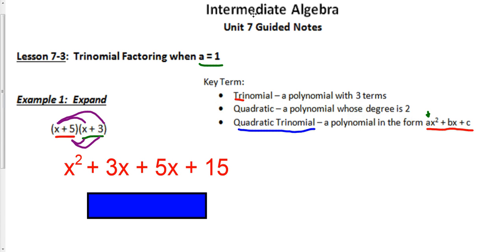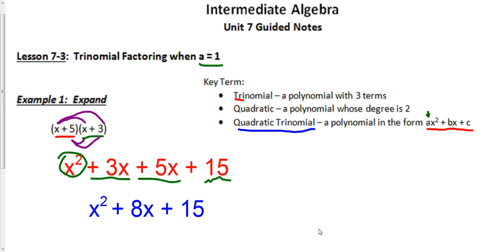We multiply each piece. Now we need to look at that and say, all right, where can we combine any like terms? Here we have positive 3x and positive 5x. So we can combine those. This one is a constant. It won't combine with anything. This is an x squared term or a quadratic term, so that's not going to combine. So the only ones we combine are 3x and 5x. That's going to make 8x.